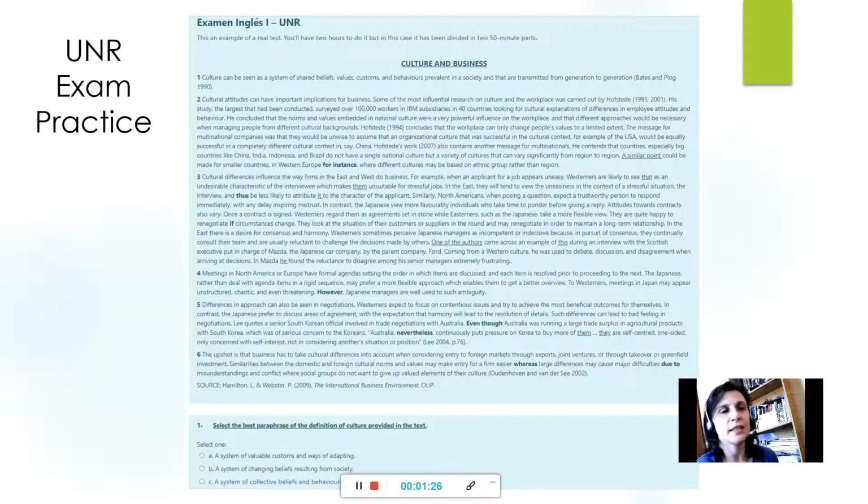This is the kind of text you will be reading. There are different types of questions. For example, you have closed questions such as multiple choice and matching. In this case, for example, they are asking for the general idea of a paragraph or the text itself.